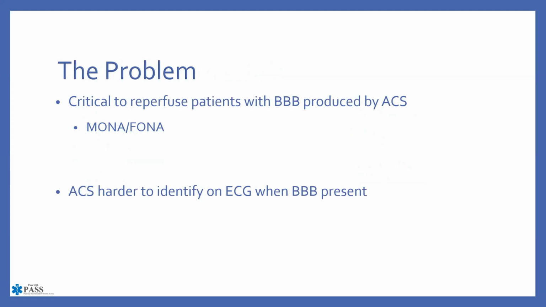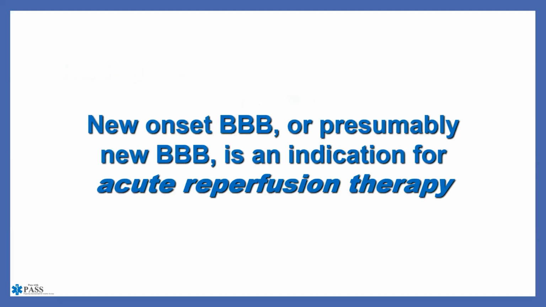The problem here is we have to reperfuse. The patient with a bundle branch block that is produced by an acute coronary syndrome really needs to have either MONA or FONA, right? The fentanyl, oxygen, nitro, and aspirin. So acute coronary syndrome is harder to identify on an ECG when a bundle branch block is present, because it does throw that waveform off and it changes the width of that QRS complex. So we'll look at that.